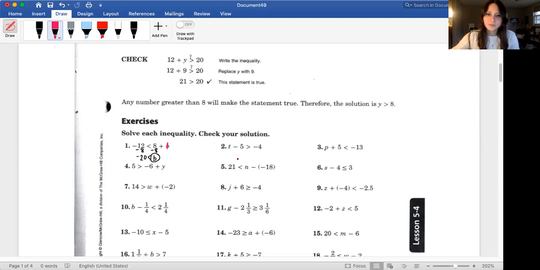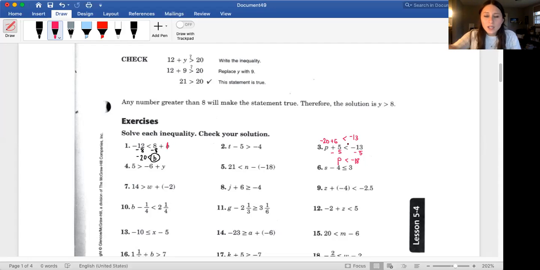So let's try another one. Let's take a look at number 3. I want to solve for p. So I'm going to subtract 5 on both sides. P now is less than negative 18. So that means whatever value P is has to be less than negative 18. So if you think maybe negative 20 is less than negative 18, so if I replace P with negative 20, add 5, I should have negative 15. Negative 15 is less than negative 13. So when you look at this on a number line, negative 15 is farther to the left on the number line.